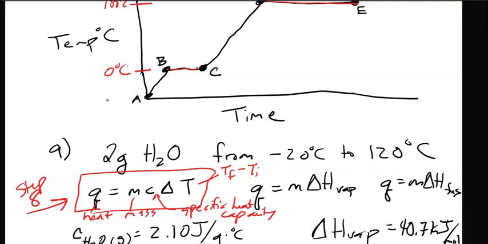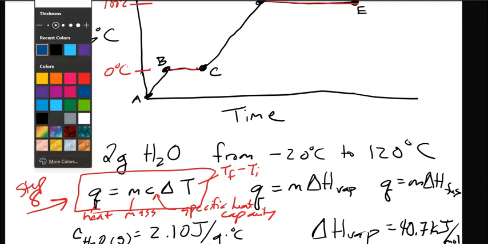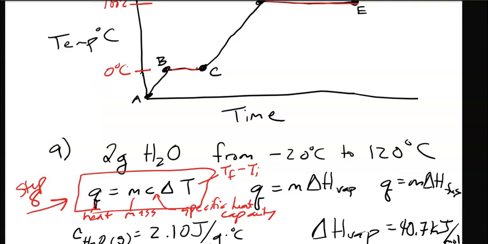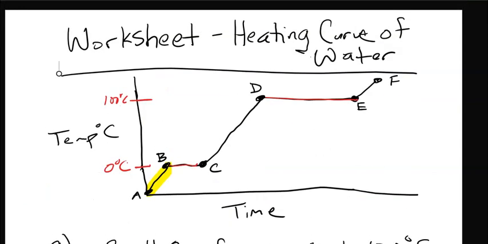Anytime you need to use this equation, you will notice, let me change color with my marker here. You're going to notice, let's highlight. There we go. You're going to see that the temperature is increasing. So for example, from step A to B, the temperature is changing. So it makes sense that we would use Q equals MCΔT.